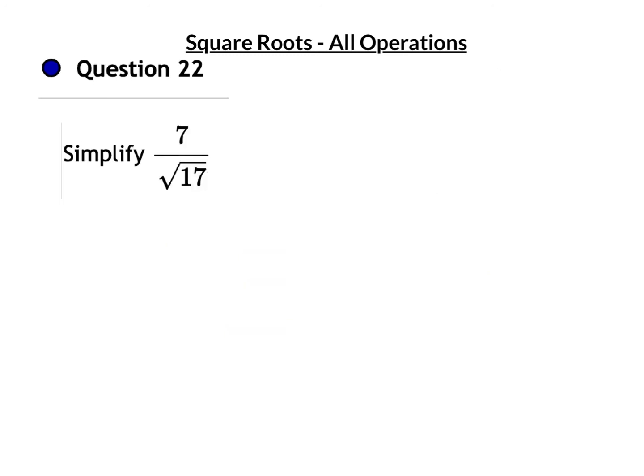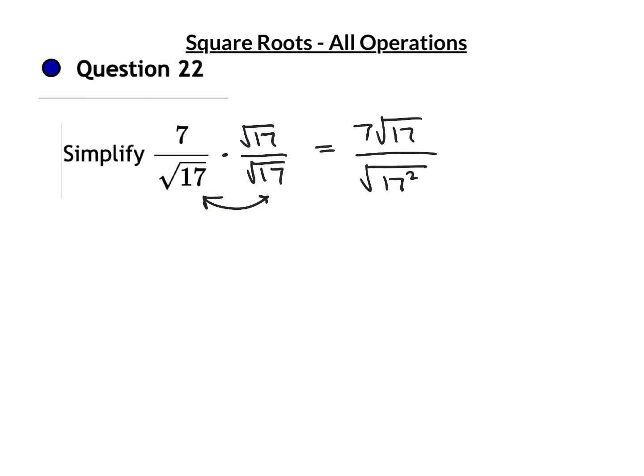Question 22. When we rationalize the denominator, that means get rid of the square root in the denominator. The square root is irrational. We're going to rationalize that, make it an integer, a whole number. We multiply by 1. Take your root, multiply by 1. This makes a perfect square right here. This is 7 root 17 over root 17 squared.